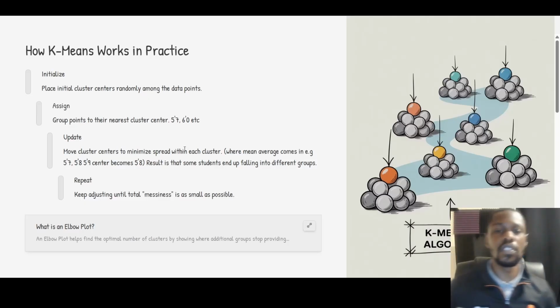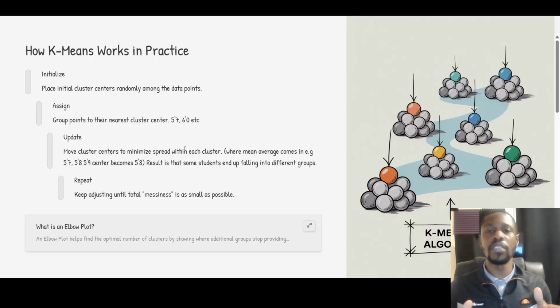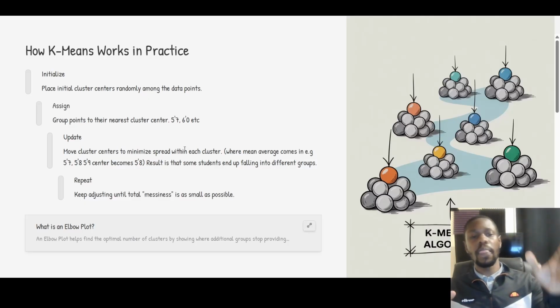And so this is why we update our clusters with each iteration, meaning that we repeat the process, and we use k-means averaging in order to determine a better cluster center. So k-means averaging is where we use the mean average, and we take all of the data points within each cluster. Say for example we had 3 people in one cluster, 5'7", 5'8", 5'9", in a cluster where the center was previously 5'7".